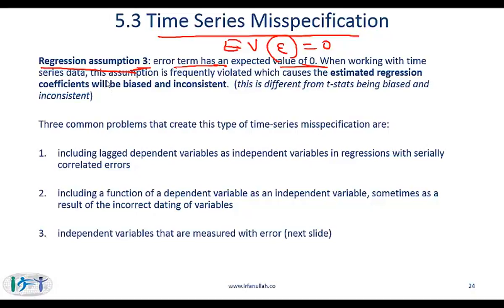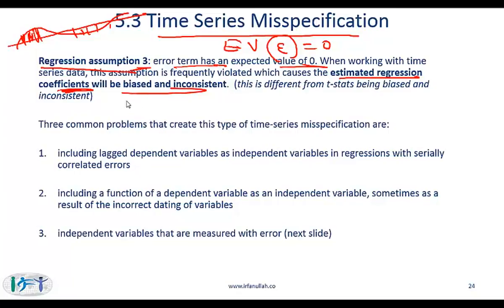When working with time series data, this assumption is frequently violated. Why do you think that's the case? Because most things in business and finance move in cycles. So when you have a pattern or a cycle and you build a linear regression line, then are these error terms' expected value 0? No. One particular error term means if this is positive, then the next one most probably is positive. So this does happen. When this happens, then the estimated regression coefficients will be biased and inconsistent.